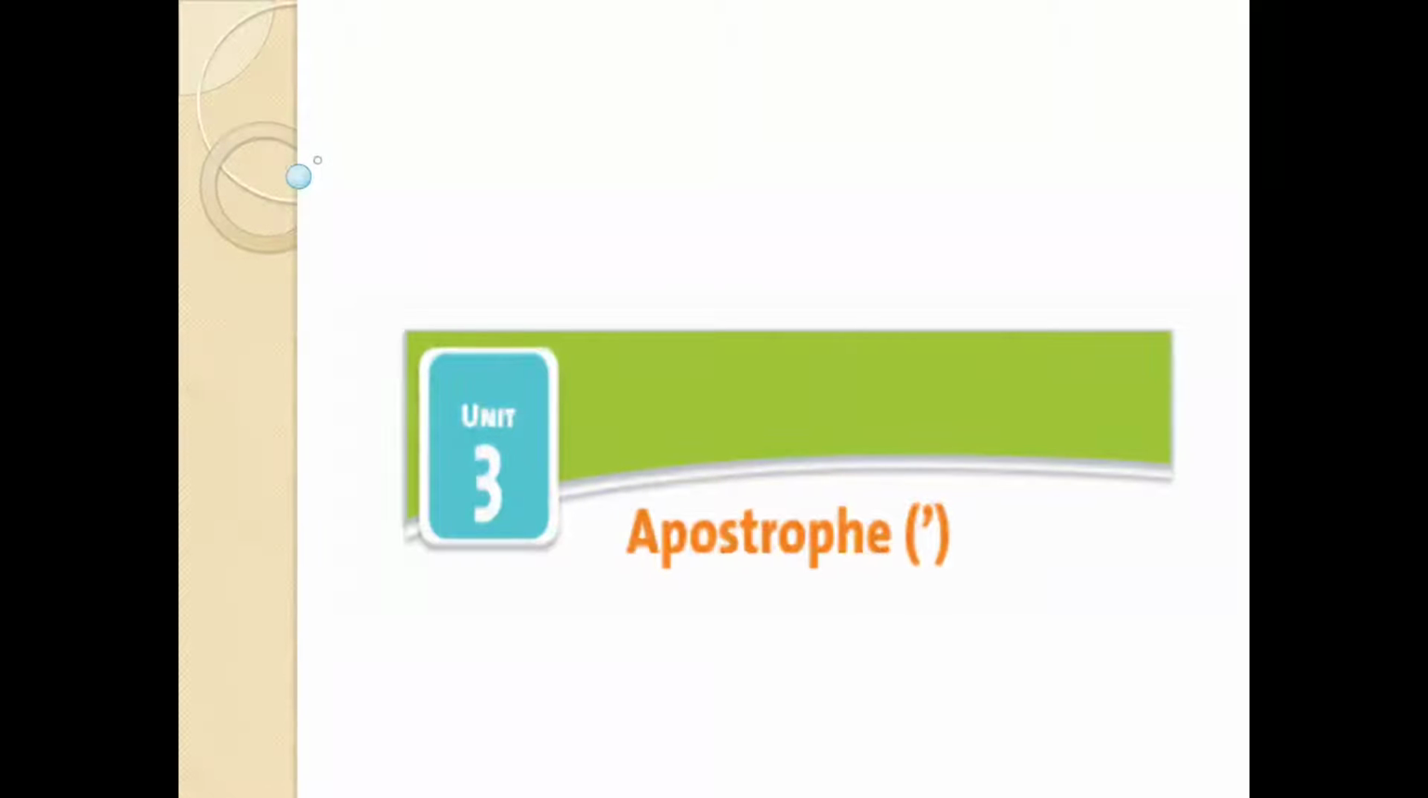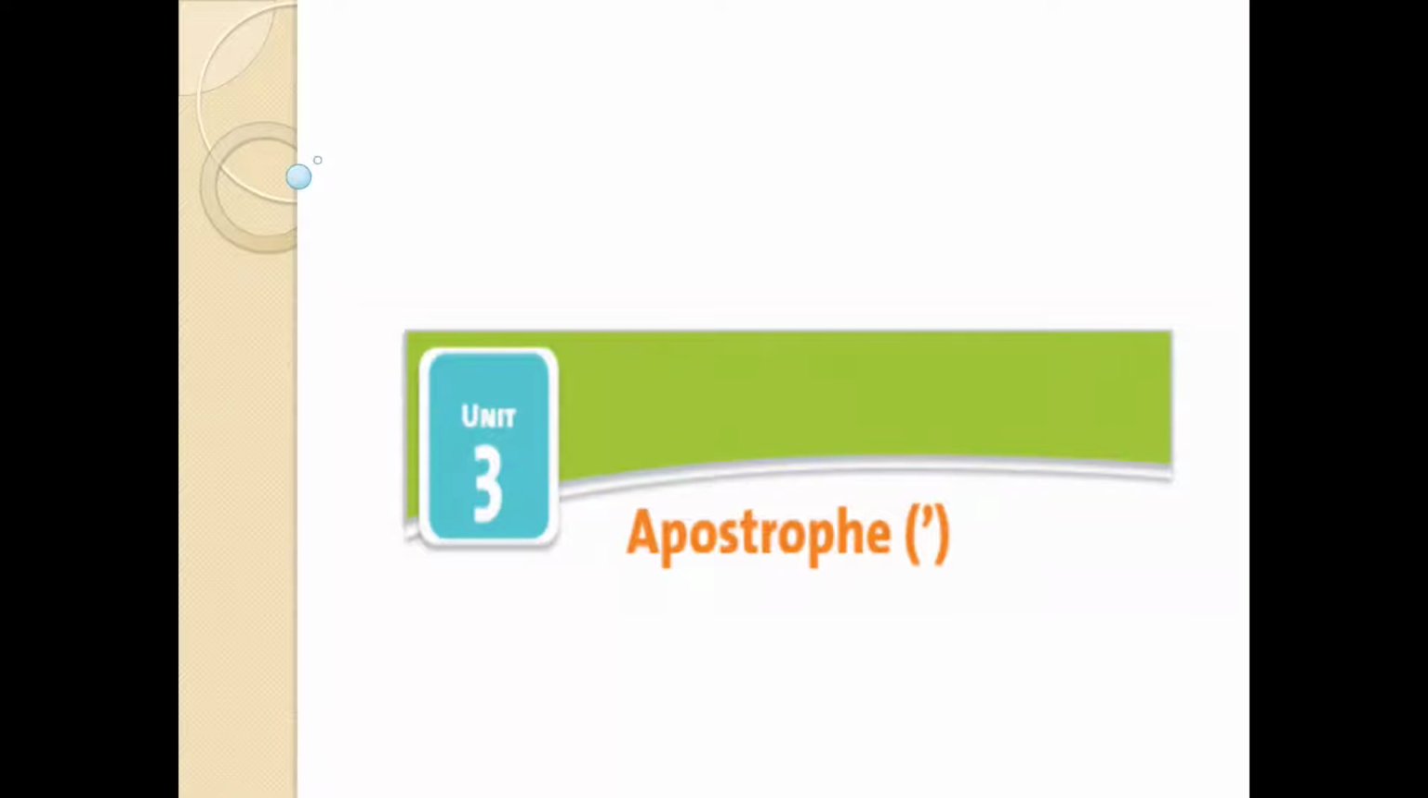Today we are going to start our third unit of our English practice book, that is apostrophe. What is an apostrophe? You can see a comma in bracket after the word apostrophe here. This is called apostrophe. It is put a little above between two letters. Comma we put below, but this apostrophe is also like comma, but it is put a little above the letter. Let's see how it is used.